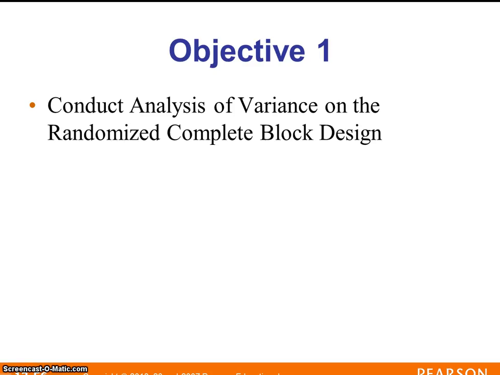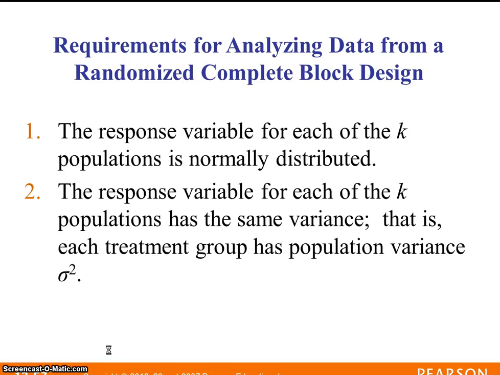So our first objective here then will be to conduct an ANOVA test on the randomized complete block design. So a couple of requirements here that have to be met for analyzing data from a randomized complete block design are that the response variable for each of the K populations must be normally distributed, and the response variable for each of the K populations has the same variance. That is, each treatment group has population variance of sigma squared.